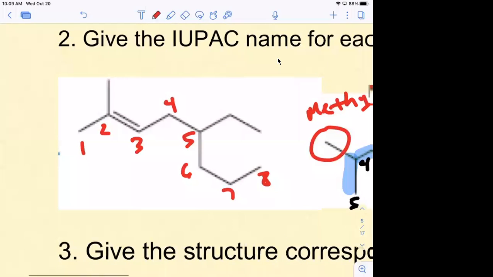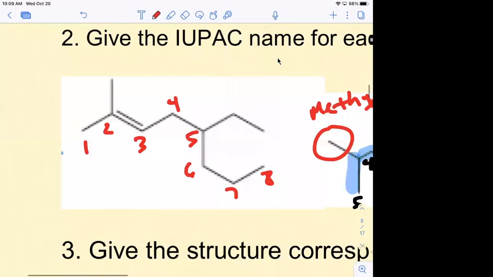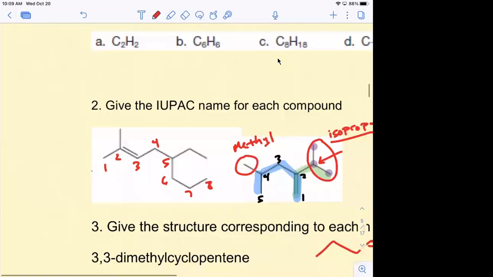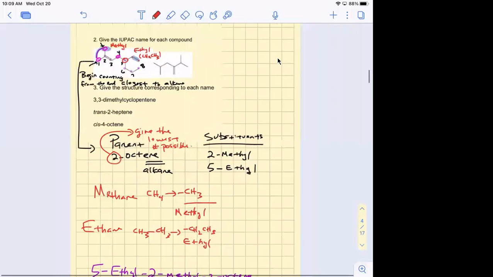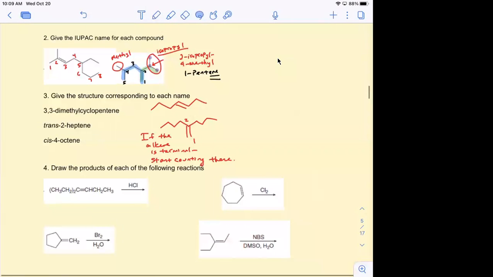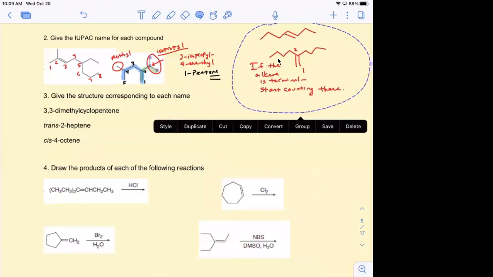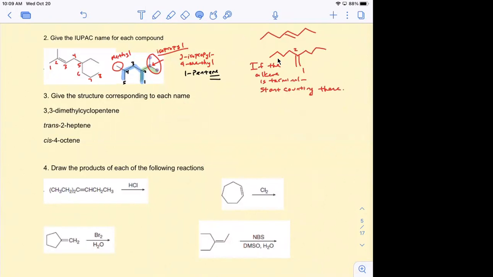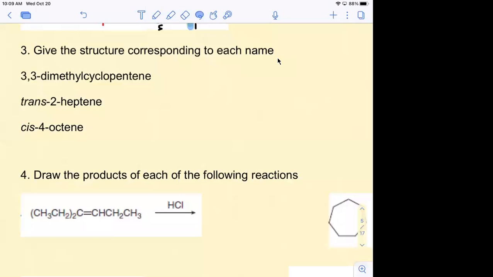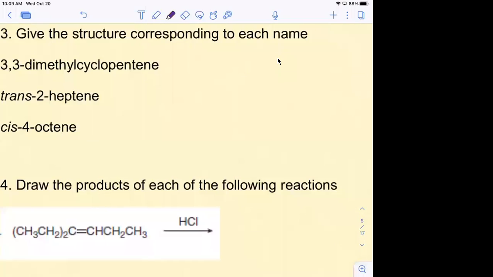All right. So we looked at the nomenclature for those 2. Let's go down here and let me move this up because I need this space. All right, let's see if we can figure these out. Number 3 says give the structure corresponding to each name. And it says 3,3-dimethylcyclopentene. So let's start with the parent. The parent is cyclopentene.